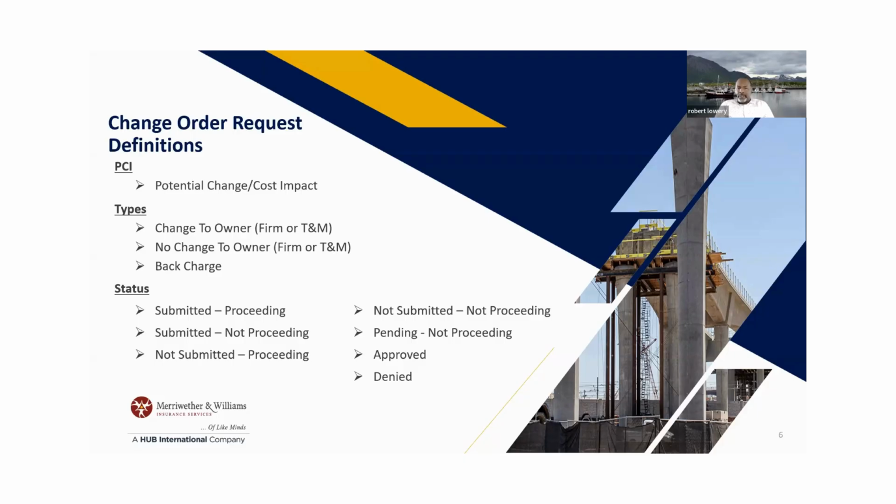Now, if it says no change to owner, the owner is not going to absorb that cost at all. So it could be between you and the hiring agent, like a general contractor, where they're going to absorb that and not pass it on to the owner. There could be things where they could come back to you and say, hey, can you do this for me? It's like, sure, but it's going to be a change to you. And you're going to ask, is it going to go to the owner or are you going to keep it within yourself? So you want to be able to identify the type of change order that it is going to be. The same thing applies to this. They want a firm number or time and material for no change to owner.